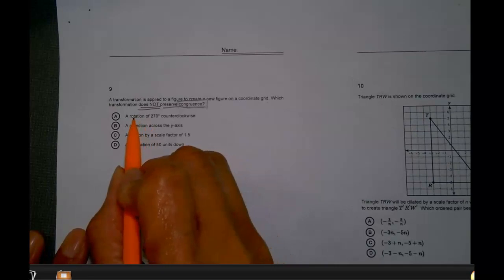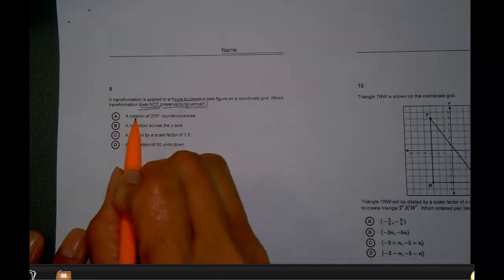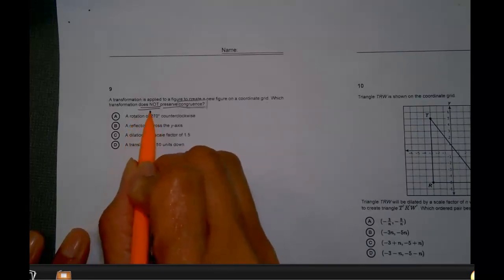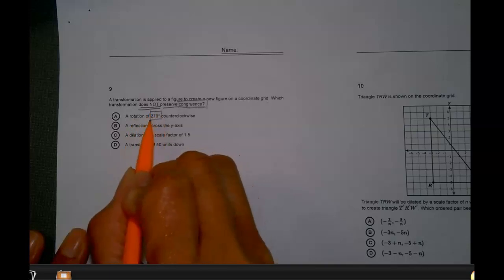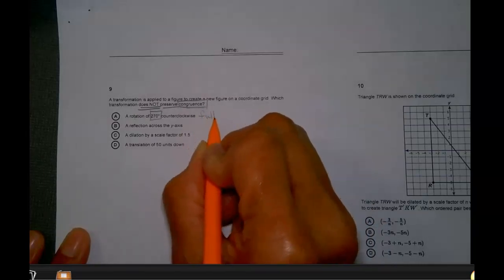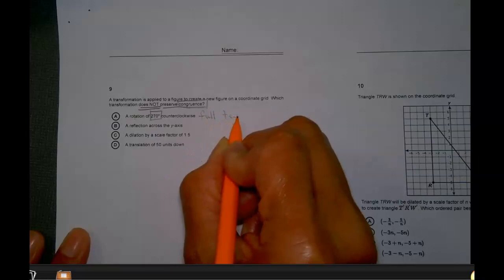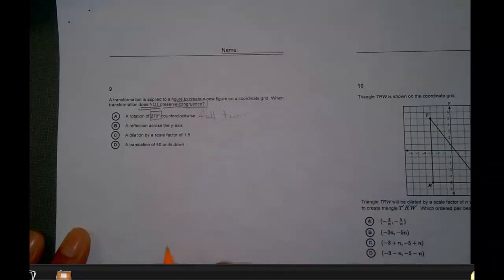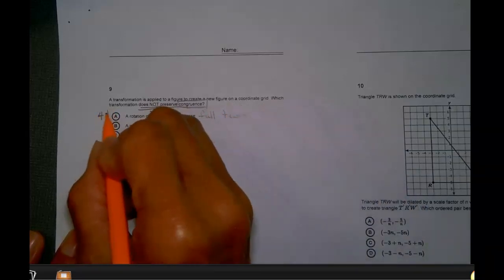I know any time that I am rotating a figure, if it is 270 counterclockwise or clockwise, it's a full turn. And it takes you back to the beginning. So it's 4 turns. So that means this is congruent.